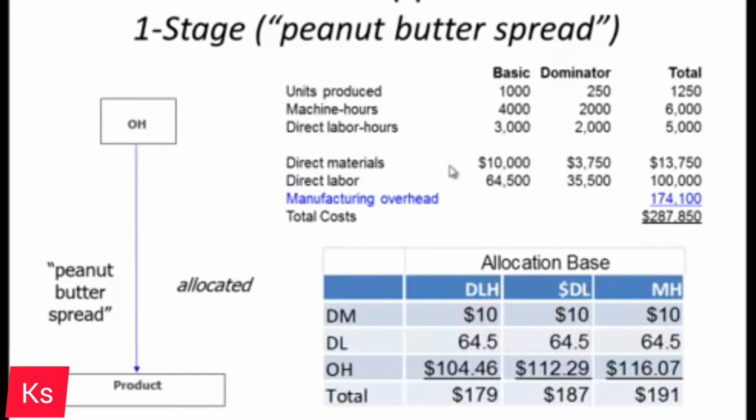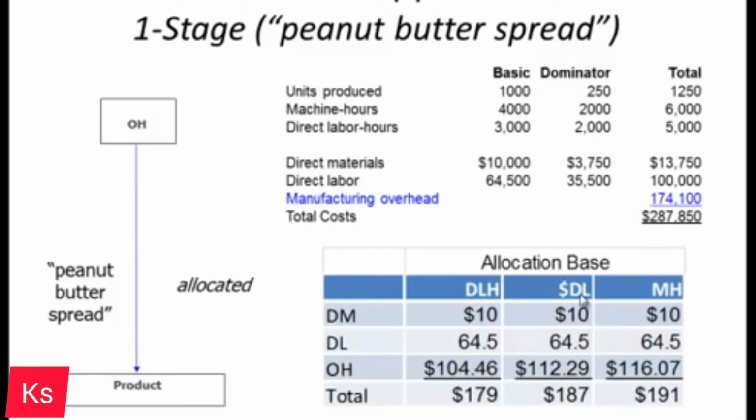Similarly, we can convert the direct labor cost we have up above, divide that by 1,000, and we know that direct labor cost per unit is $64.50. As we saw a moment ago, the overhead allocated when direct labor hours are used as the allocation base totals $104.46 for a total cost under this cost allocation system of $179.